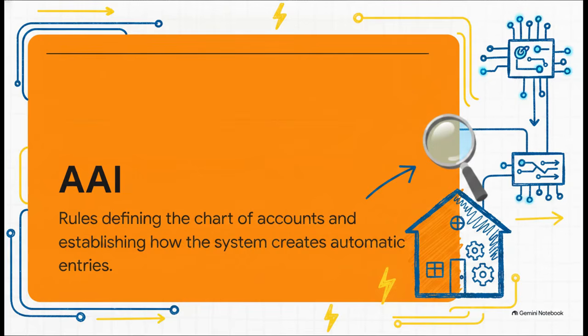Once your constants are locked in, you move right on to AAIs, or Automatic Accounting Instructions. And honestly, this is where it gets fun. You can think of AAIs as the electrical wiring of your financial house. They define the rules for your chart of accounts and establish exactly how the system creates automatic entries. You're essentially telling your data exactly where to flow, completely without manual intervention.